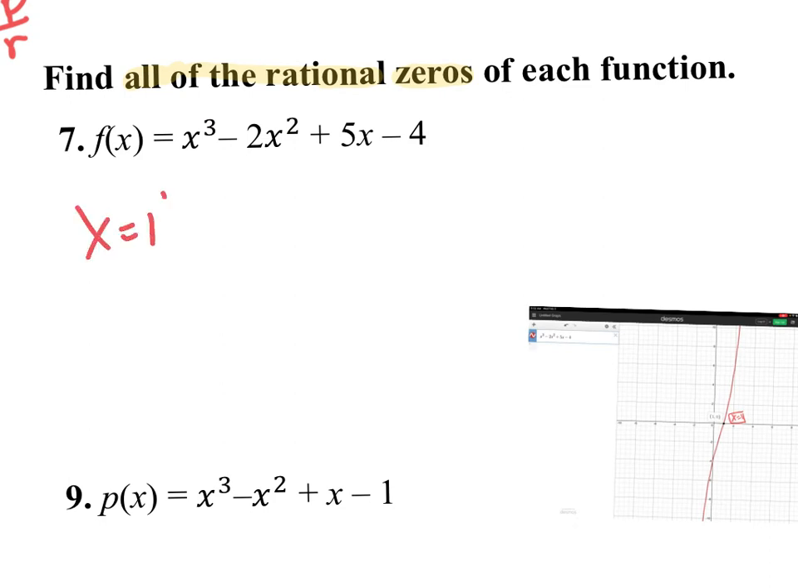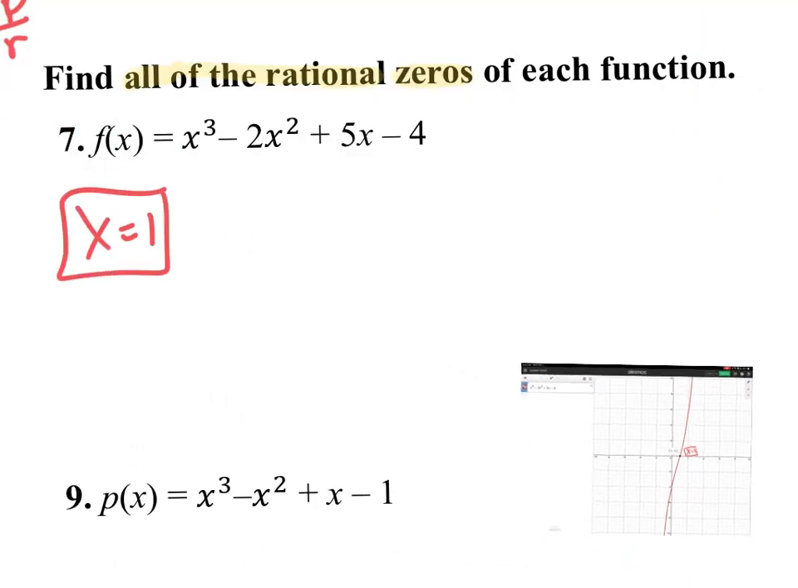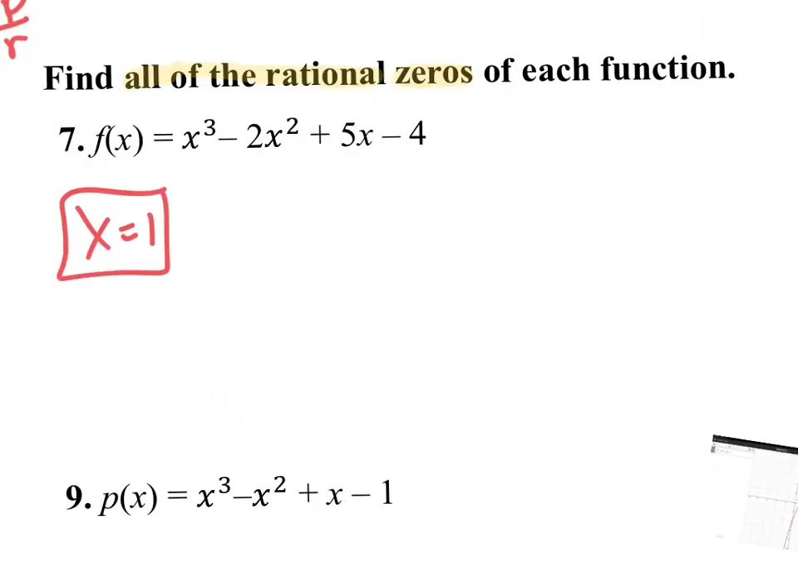X equals 1. Now, this is a third degree function, which means that there might be two other answers that are probably irrational. They might have a square root, they might be imaginary, right? And I know that the other two answers are not nice answers, because if they were nice, they would cross at those locations, and we see that it only crosses at one location. So that's it. You're done. Just type it in, find out where it crosses the x-axis, and you're done.